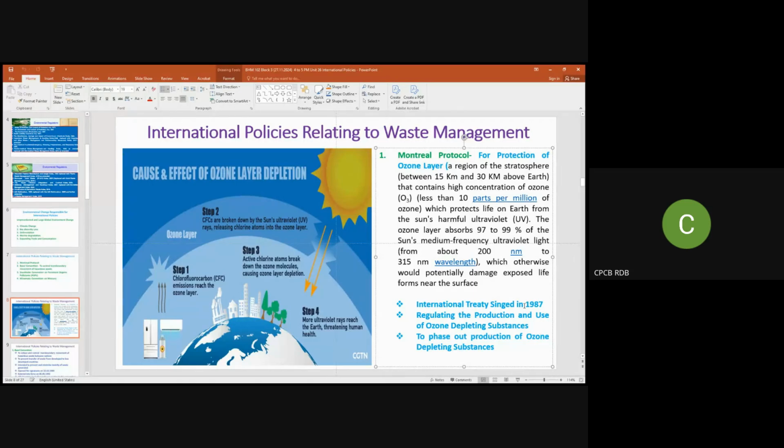The purpose of this international policy is to regulate the production and use of ozone depleting substances, such as chlorine and other things. In order to minimize this production, the Montreal Protocol has been formulated, and to phase out production of ozone depleting substances. Therefore, the main purpose of the Montreal Protocol is protection of the ozone layer. This international treaty signed in 1987 aims to regulate the production and use of ozone depleting substances, and also to phase out their production.